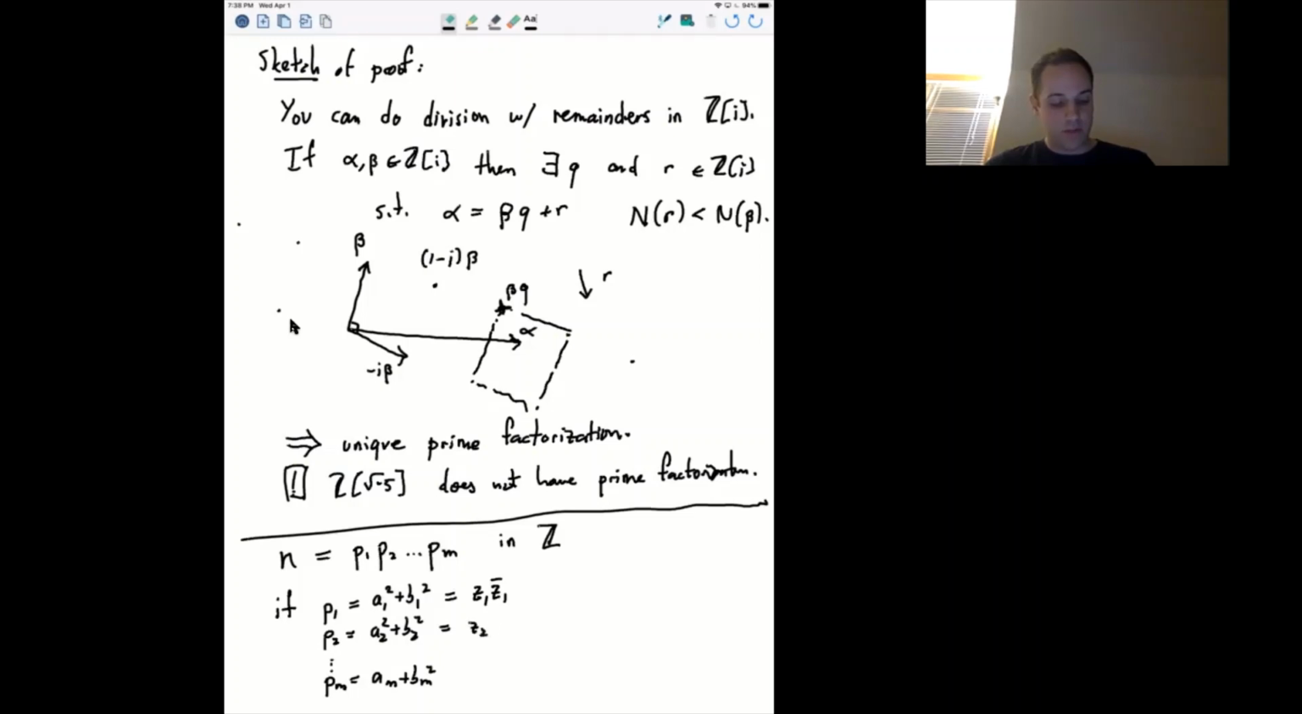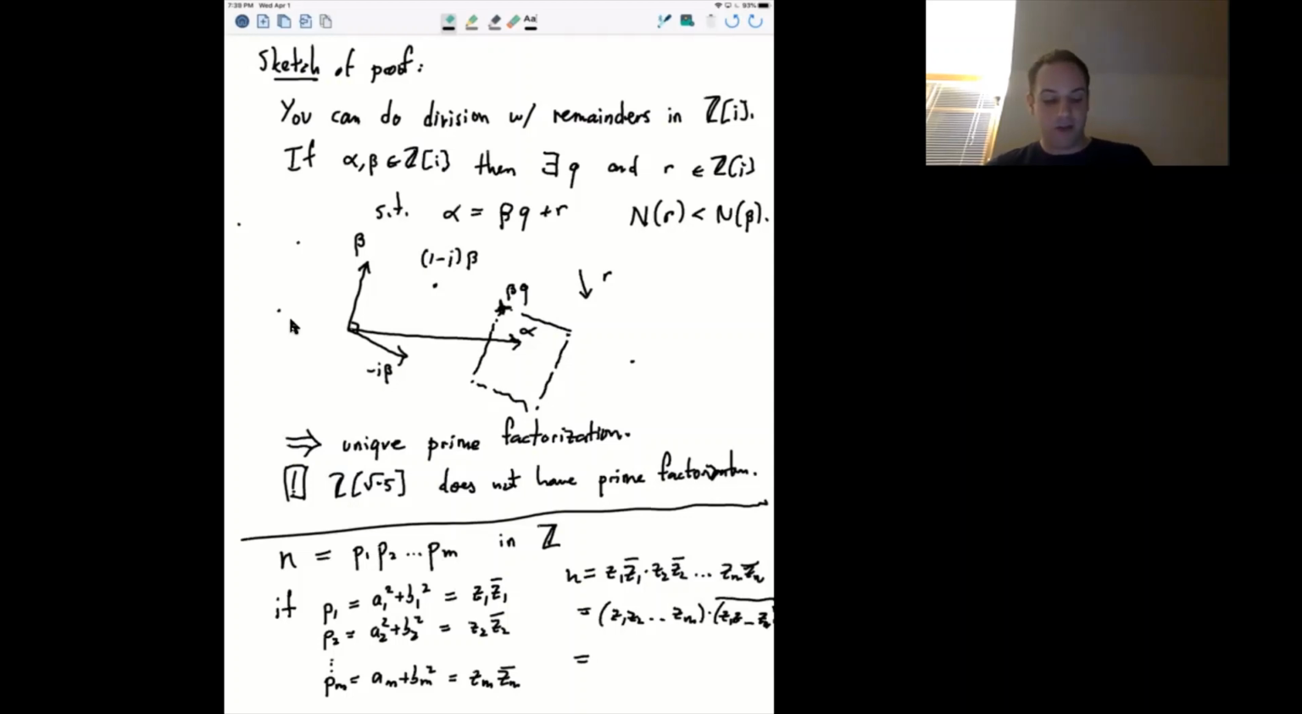This one is z2 times z2 bar. This one is zm times zm bar, right? So that would mean that I was able to write my n as z1 z1 bar times z2 z2 bar times all the way up to zm zm bar. And then if I just group those together, z1 z2 up to zm times z1 z2 up to zm all bar, then I've written my n as some Gaussian integer times its conjugate, right?